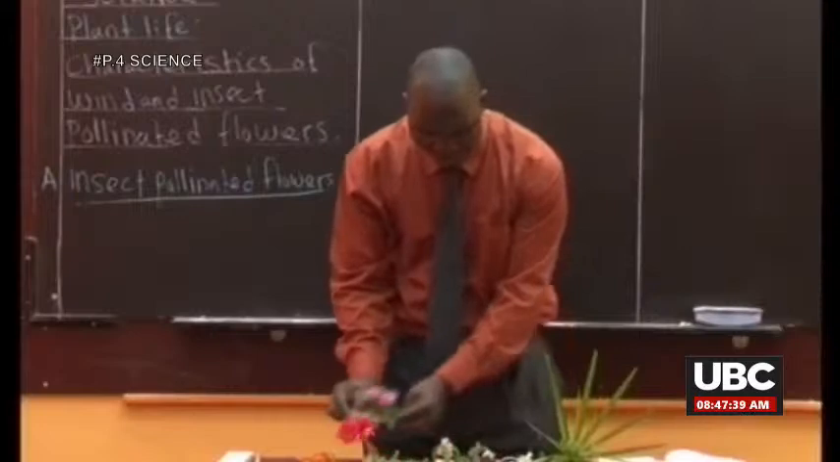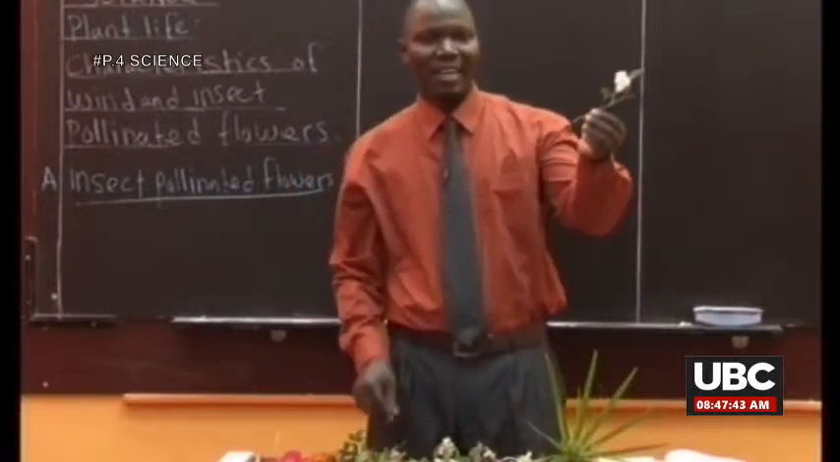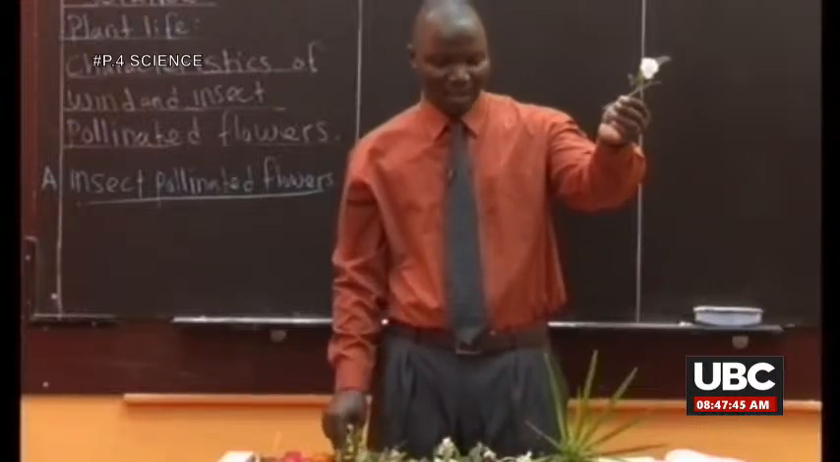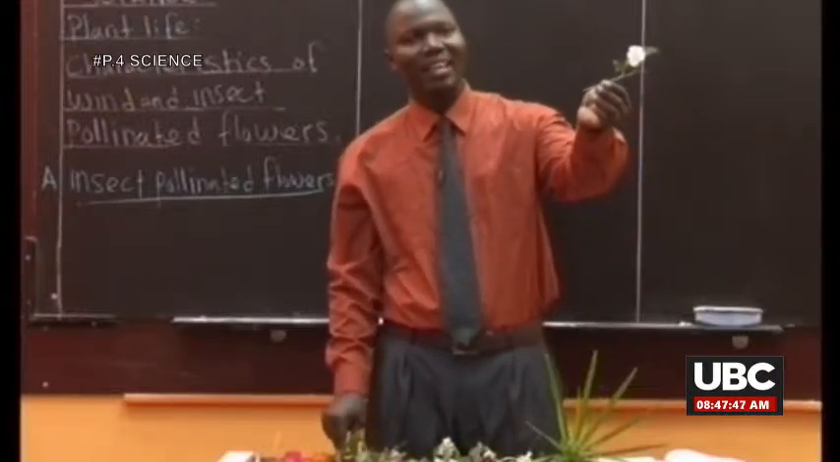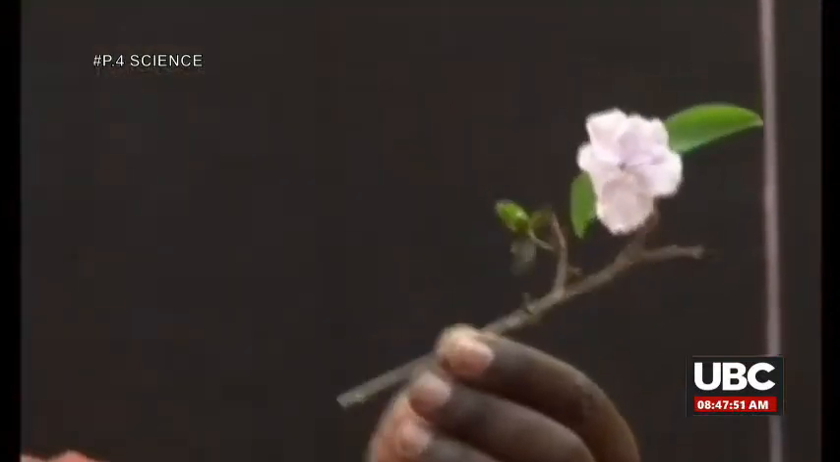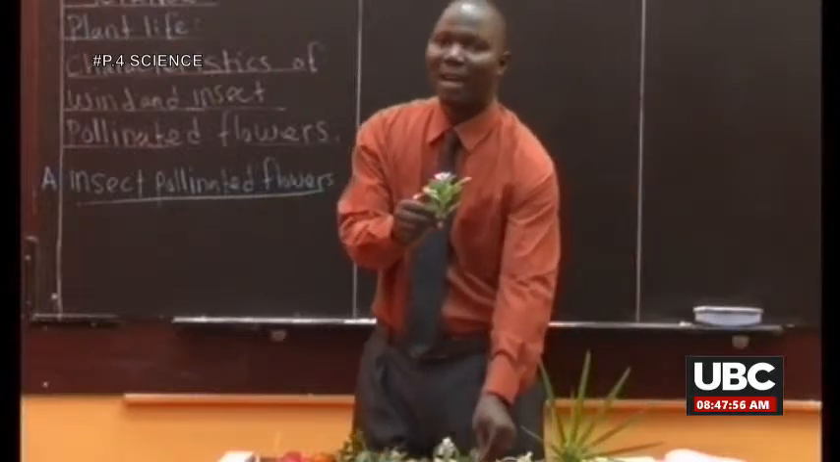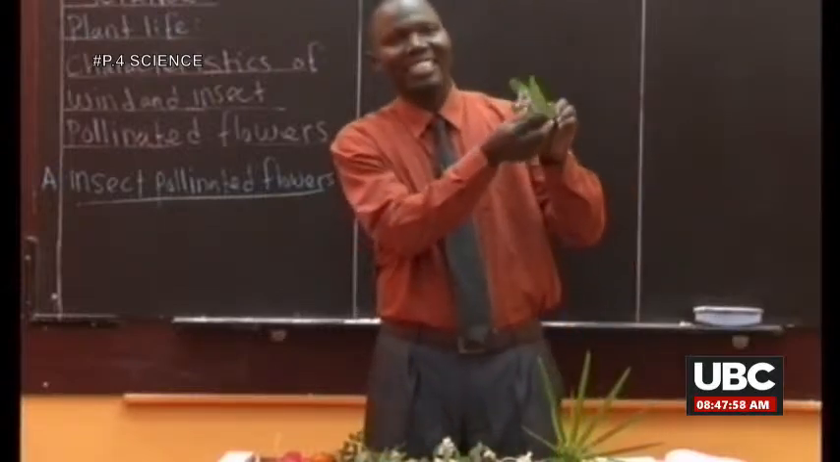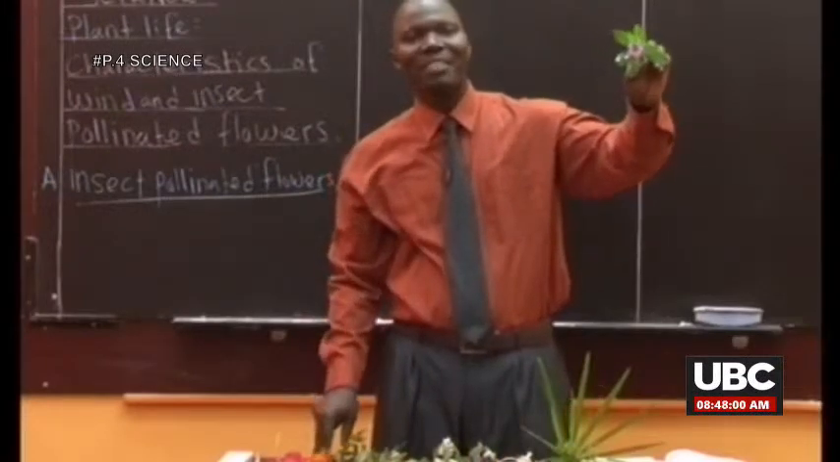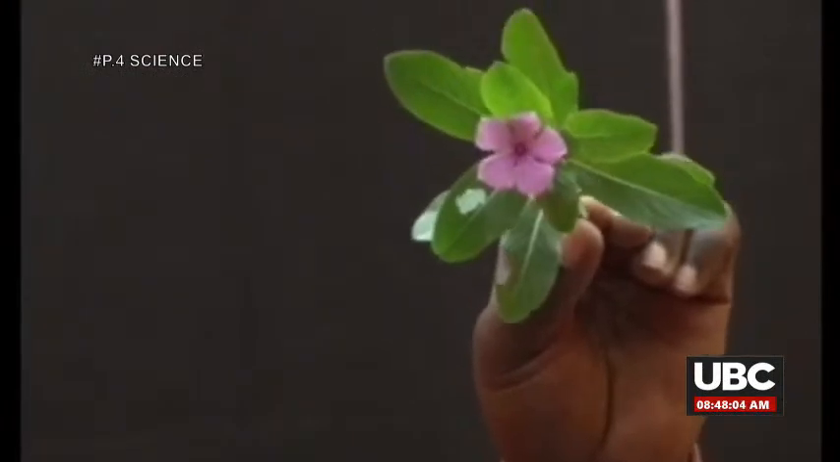Children, I bring in yet another very nice flower. Looking at our flower here, what would make an insect go for this? And then finally, I would bring another flower. Look at that. They all have something in common.